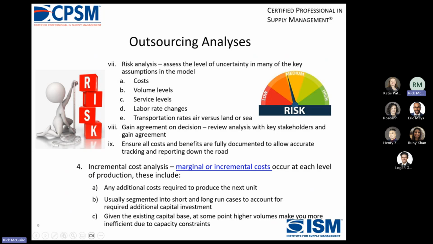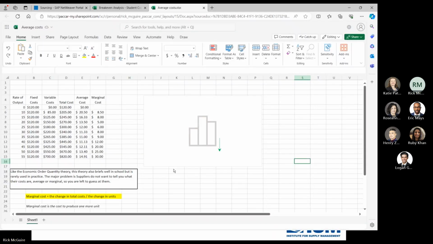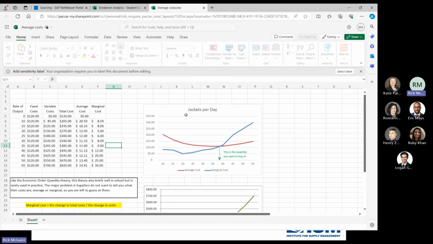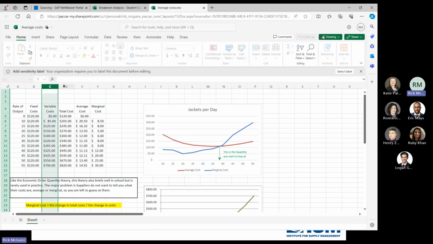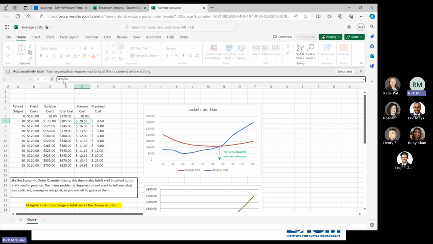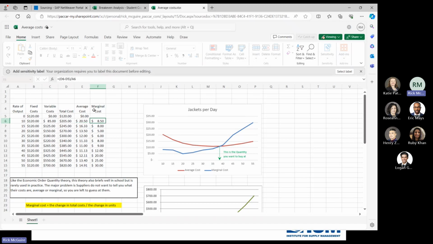And then you've got incremental cost per each level of production. So this is an analysis for marginal cost. You see it's a little deal, jackets per day. You've got fixed costs, variable costs, and total cost, which is an addition of the two. And then you've got an average cost, which is D6 divided by A6, which is the volume. So the total cost divided by the volume, or the output. Then the marginal cost is what it costs to produce one more.